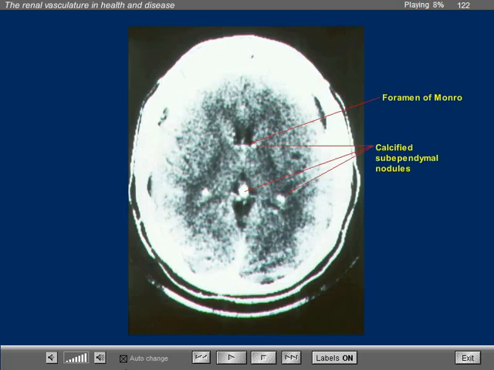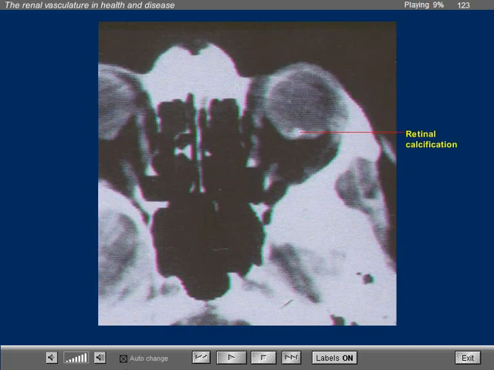This is a CT study of a patient with tuberous sclerosis, and note the punctate calcification, particularly in the subependymal region, which represent the hamartomas due to calcified glial tissue of a patient with tuberous sclerosis. Retinal hamartomas can calcify, as noted in this CT examination.